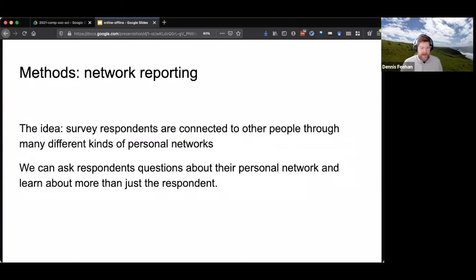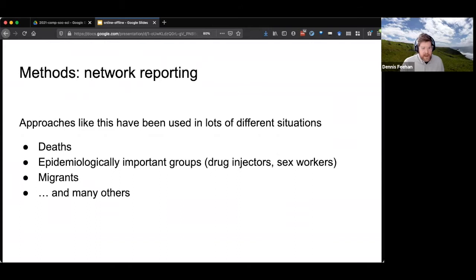Okay, so the big picture idea behind the methods I've already alluded to, which is that survey respondents are connected to other people through different kinds of personal networks. And we can ask the people we can easily reach questions about other people who they're connected to in these personal networks, and we can get information about more than just the people we interview directly.